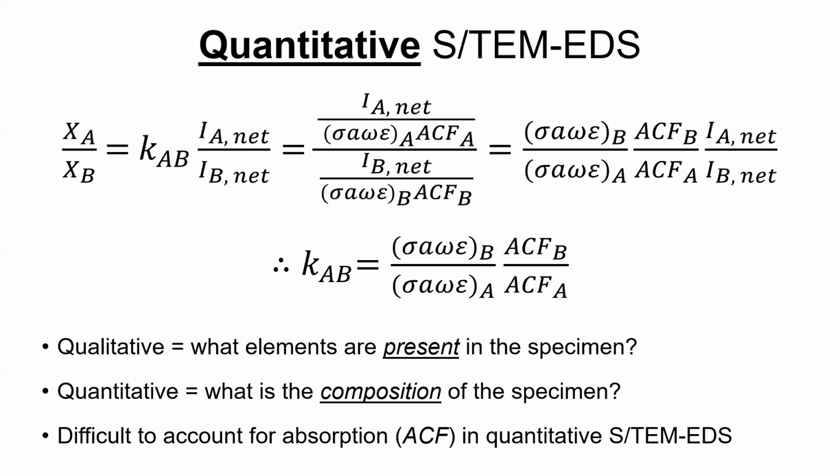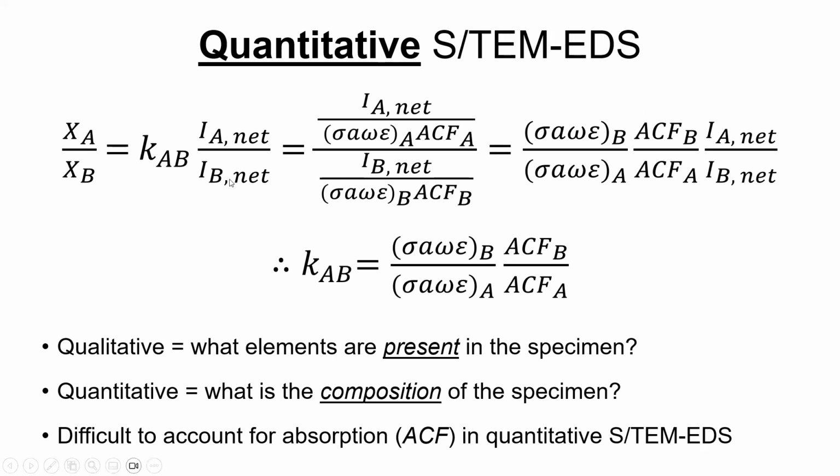So it can be important, certainly. If you have a thinner sample, it tends to be less of an issue. But for our purposes, we're going to neglect this for the time being and assume that we don't have an absorption correction factor. We're just going to concentrate on sigma A, omega, and epsilon.